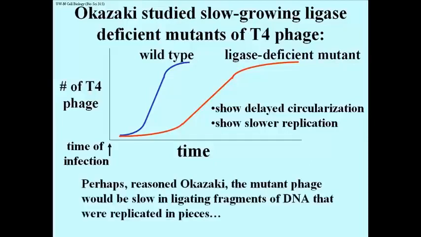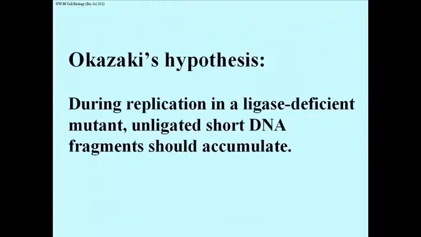But Okazaki also proposed that phage DNA replication itself might be using DNA ligase to stitch together fragments of DNA made discontinuously on the lagging template strand at replication forks, and that these mutants were doing this process slowly. So Okazaki did experiments to test his hypothesis. He predicted that during an infection by ligase-deficient T4 phage, replication of new phage DNA would result in the accumulation of short DNA fragments that would not be efficiently stitched together.